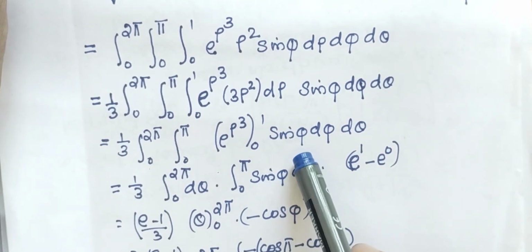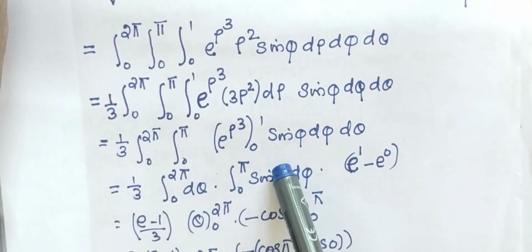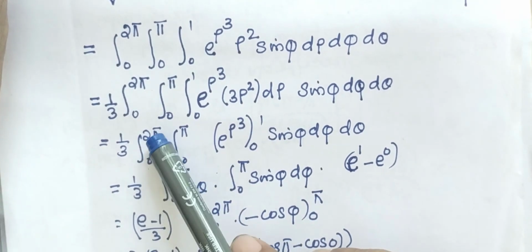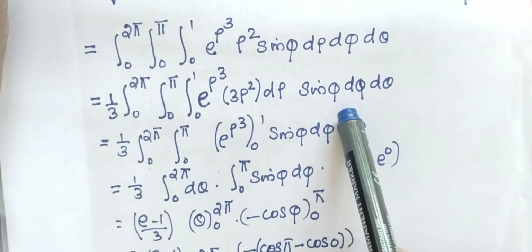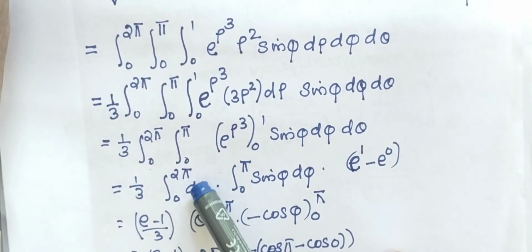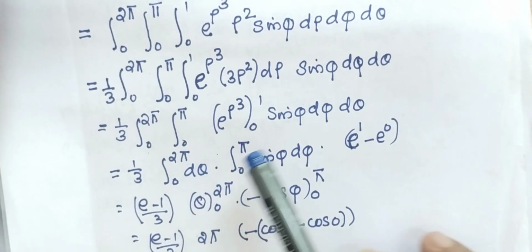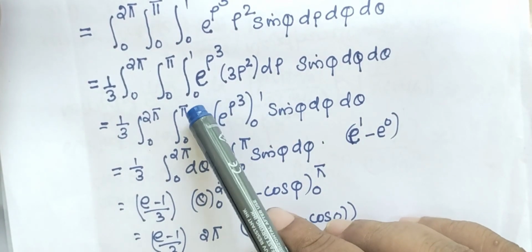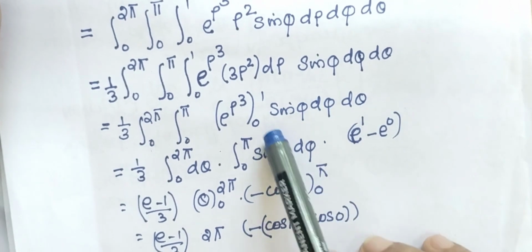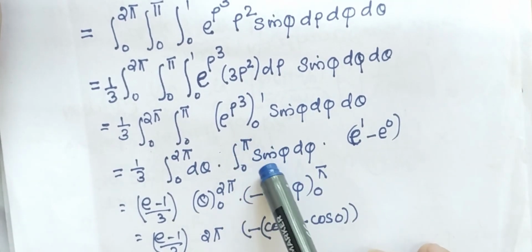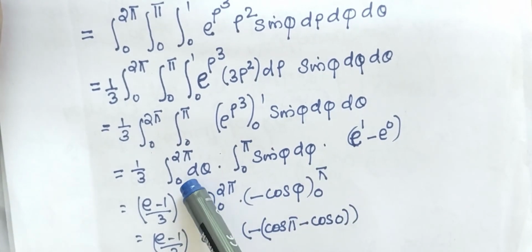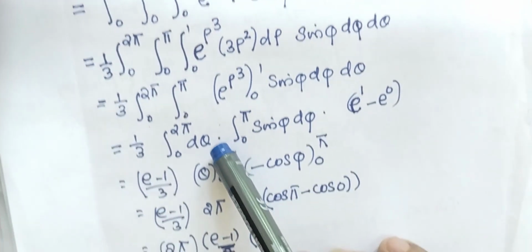Now we integrate with respect to theta and phi. Theta varies from 0 to 2 pi, so for theta we only have d theta. Now phi varies from 0 to pi. Therefore, for phi we have sin phi d phi. So the internal integral becomes 0 to pi of sin phi d phi. The external one is 0 to 2 pi of d theta.